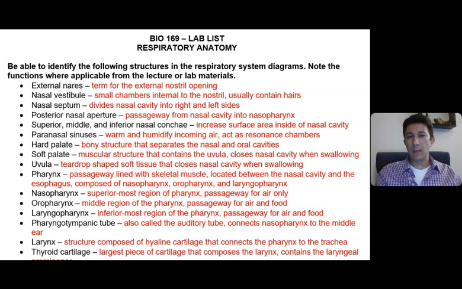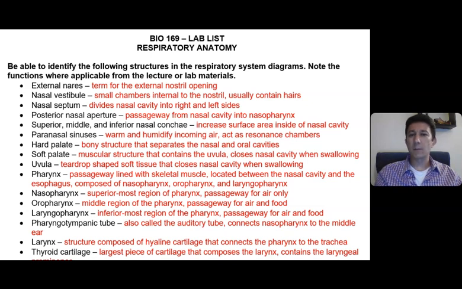Internal to those nares are called the nasal vestibules, and these are small chambers that are usually lined with very coarse, thick hairs, as well as mucus-producing structures and glands, so that collectively the mucus produced by those glands, as well as the hairs, function to trap and filter out any dust, dirt, or debris that is attempting to enter the respiratory system, the nasal cavity, through the external nares.